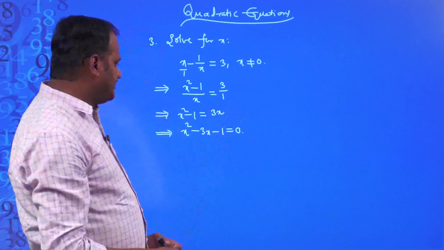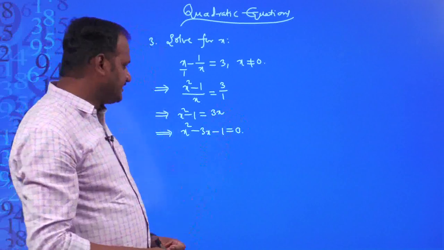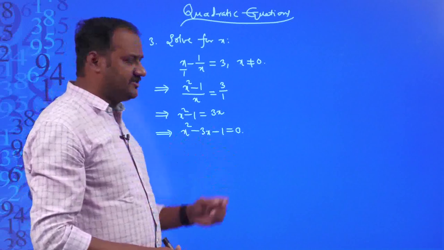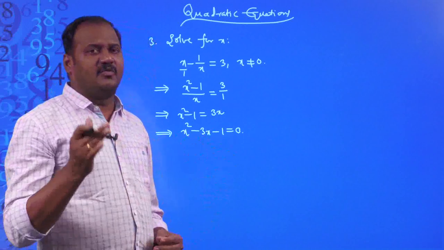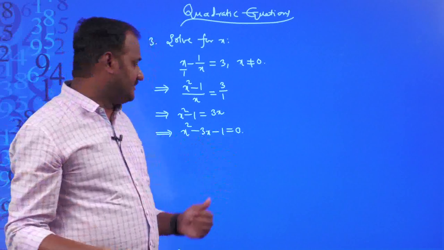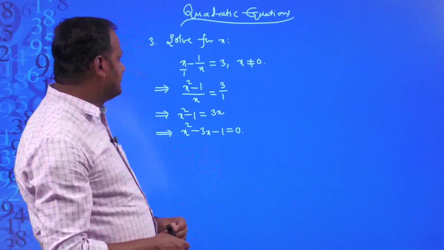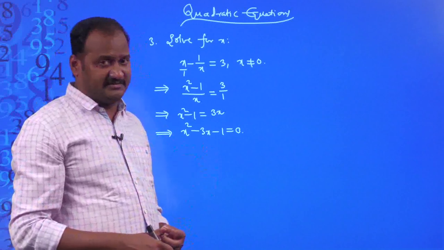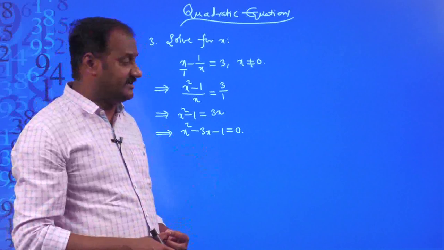But is it possible to factorize this by the splitting middle term method? It's not possible, because x square into minus 1 is equal to minus 1x square. What are the factors of 1? 1 ones are 1. When you subtract 1 from 1, you will get 0, but it is 3. So, that is why it is not possible to solve this by using the splitting middle term method. Then there is an alternate, the completing the square method.